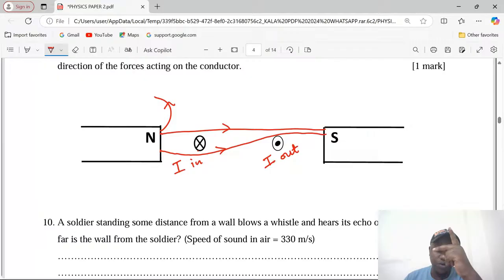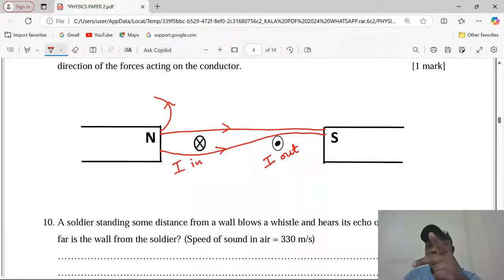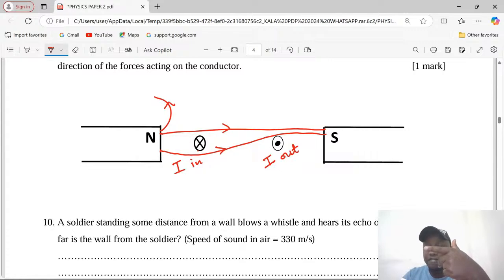Fleming's left-hand rule. This is what I want us to discuss now. When the first finger, the second finger, and the thumb are held mutually at right angles, ensuring that the second finger is pointing the direction of current and the first one the direction of the magnetic field, then the thumb is going to show us the direction of the force.